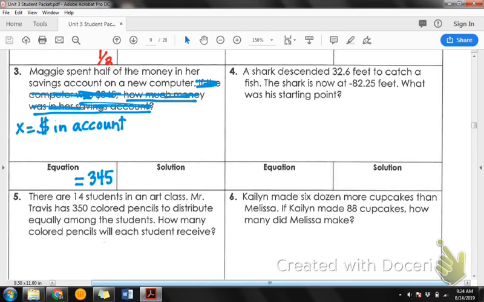Of, in math, that word "of" means times. Of means times, or however you want to write that. So if you have 1/2 times the money in her account, well, what did we just say represented the money in her account? X. So if you have 1/2 times the money in her account, what's that going to look like? 1/2 of what? X. 1/2 X.